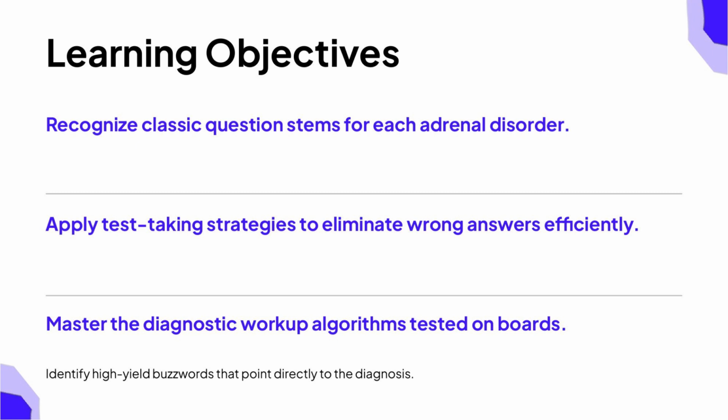Third, you will master the diagnostic algorithms. Questions often ask for the next best step. Knowing the correct order saves you from trap answers. Finally, we will drill high-yield buzzwords. These are the phrases that should immediately trigger a diagnosis in your mind. For the foundational knowledge, review the endocrine section of First Aid and the adrenal chapter in your preferred question bank. This video assumes you have that baseline and helps you apply it strategically.